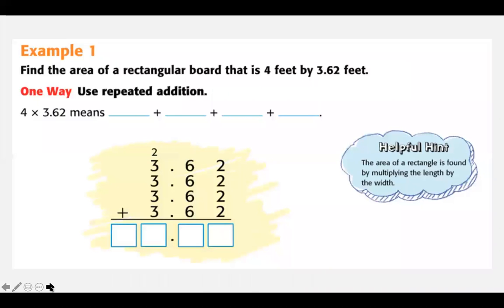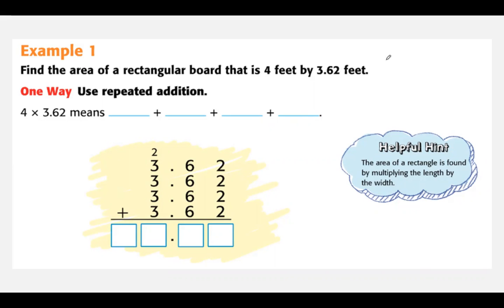Okay, so one way to multiply is by repeated addition, because multiplication is just that, repeated addition. And so this question asks us to find the area of a rectangular board that is 4 feet by 3 and 62 hundredths feet.